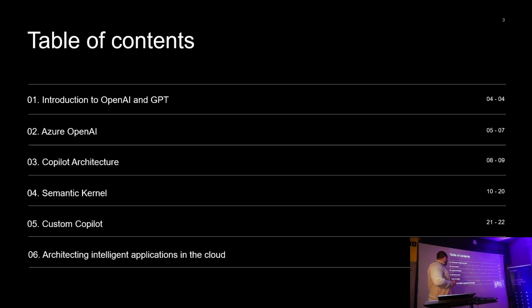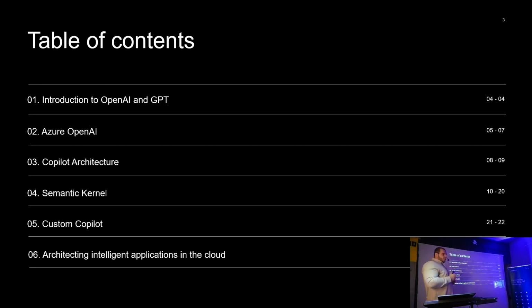So let's go ahead and go through the table of contents and what I will actually be speaking about today. First, we are going to have a short introduction about OpenAI and GPT models. Then I'm going to explain the Azure OpenAI service and what it offers you as developers and how to utilize it in your applications. Then we are going to see a Copilot architecture and analyze all of the components and see how they play an important role in the experiences you are having with these types of applications.